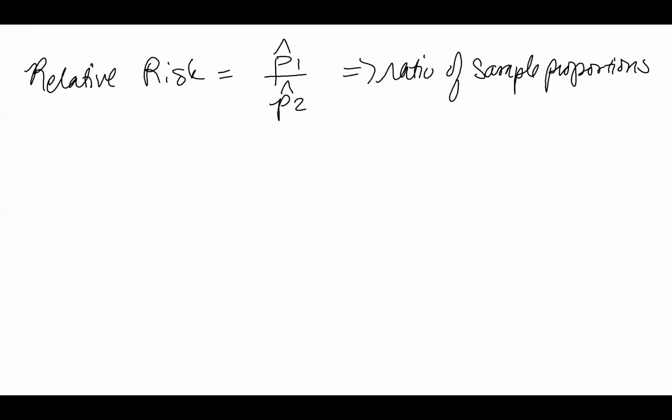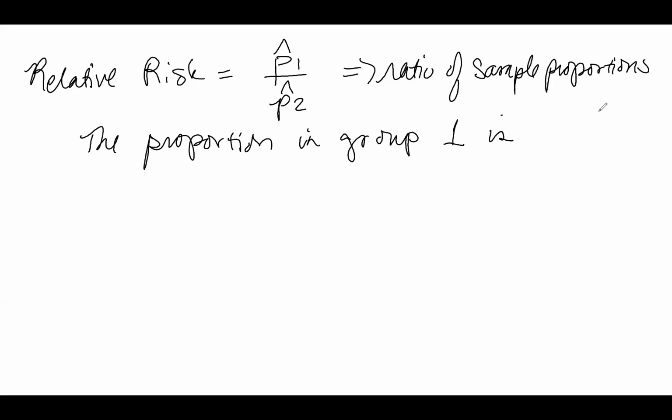And what we're looking at with relative risk is it's measuring a percent increase, percent decrease. So there's a couple different ways we can interpret this. We can interpret it as the proportion in group 1 is whatever your value for relative risk times the proportion in group 2.